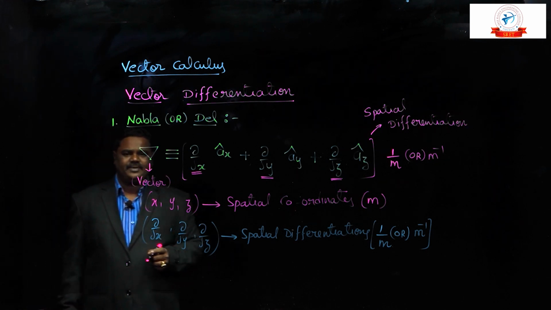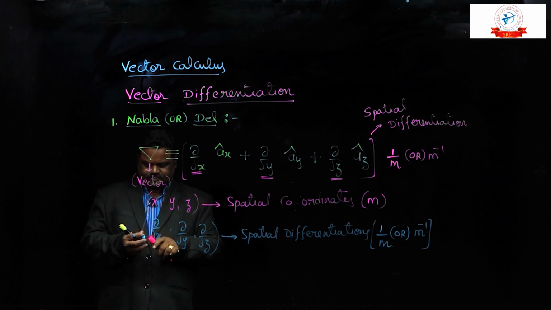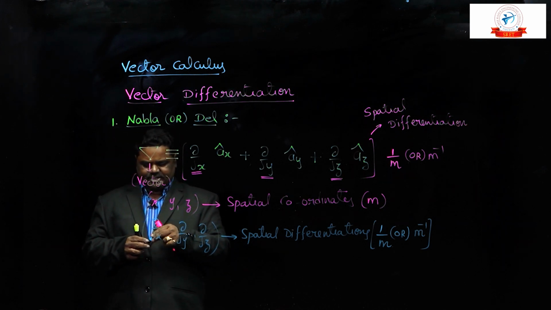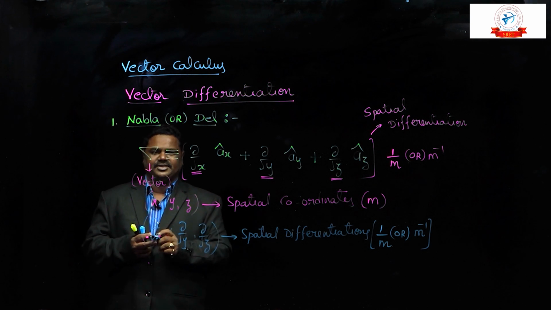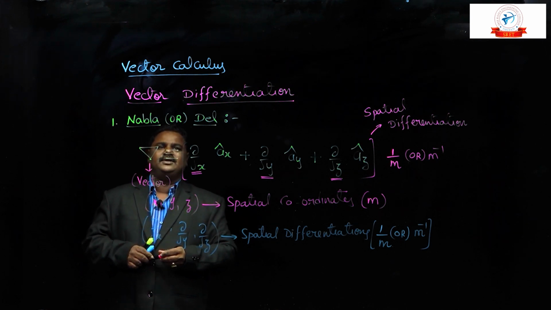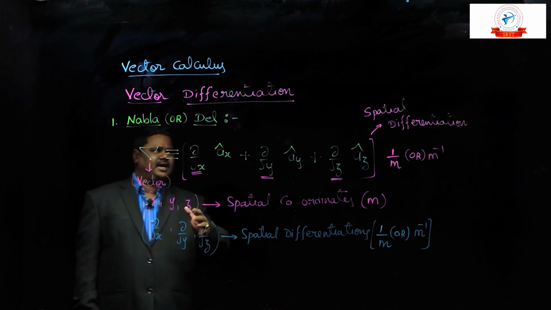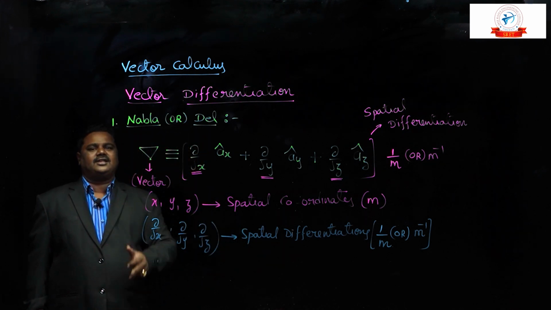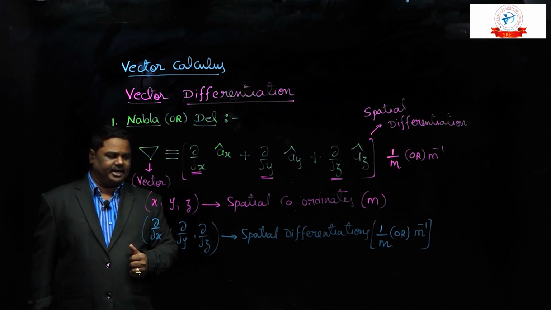Okay. So finally we conclude here. The del operator is nothing but a spatial differentiation, and also it is a vector quantity because it has a direction. It has a differentiation and also direction. Okay. So these are the concluding points: the del operator is a spatial differentiation and also a vector quantity.